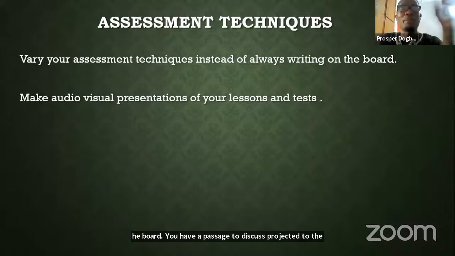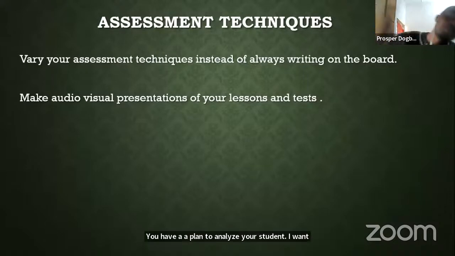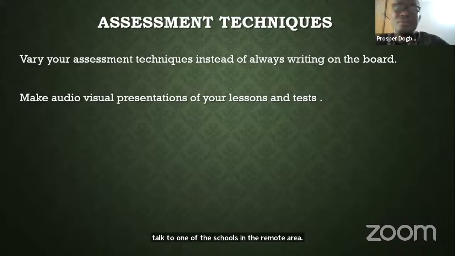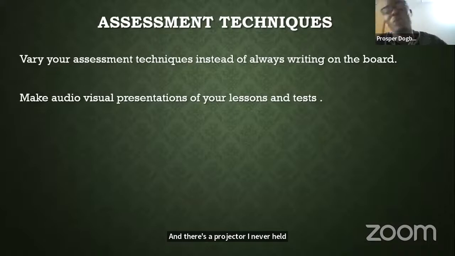You have a poem to analyze with the students. I once taught in one of the schools in a remote area. Luckily, they had this projector. I never held a literature class in the classroom. It was always at the lab, the ICT lab.